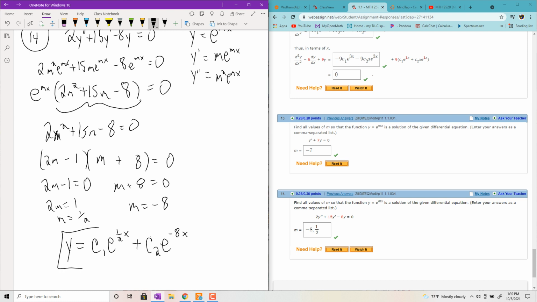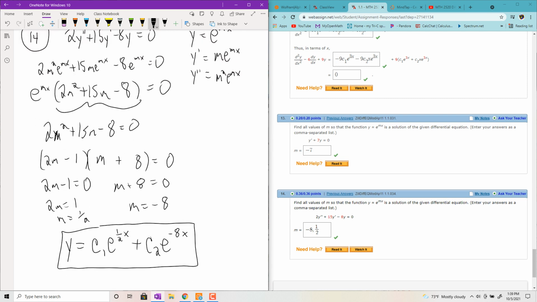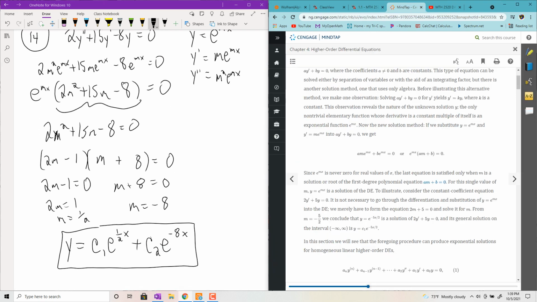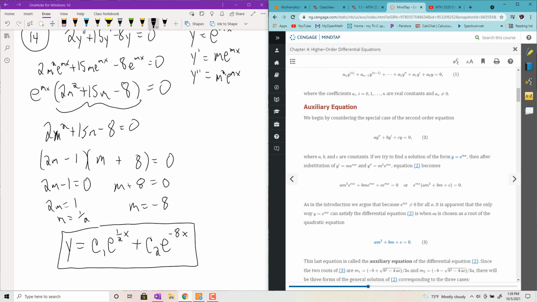Okay, and that will be a quick way of solving these linear differential equations with constant coefficients. That is the general solution of that differential equation there. Okay, so that's kind of what they go through here in the beginning, and then they introduce the auxiliary equation.